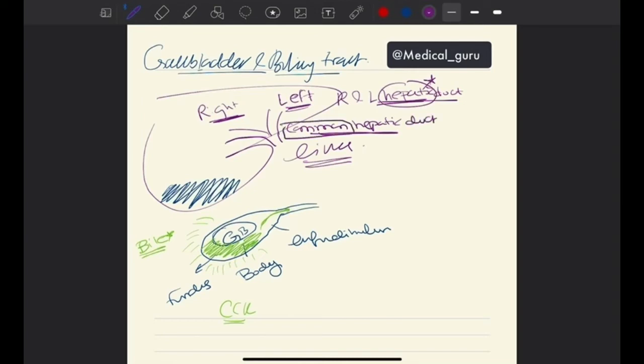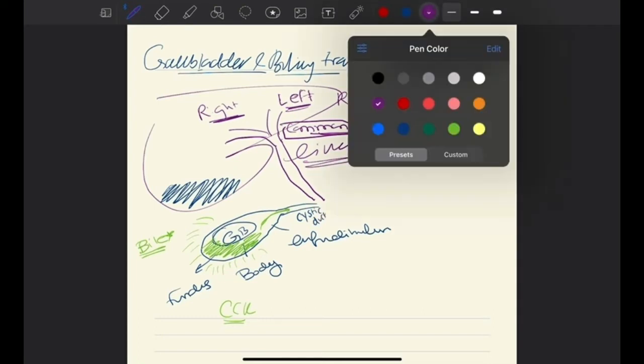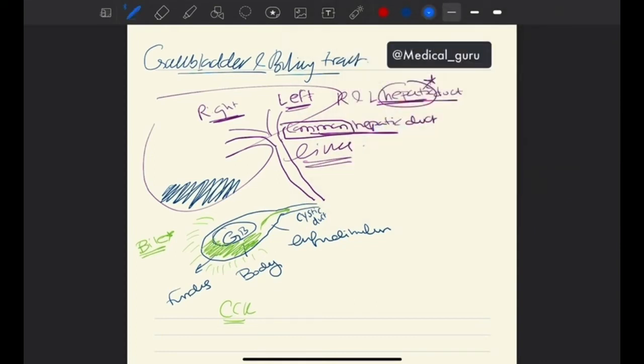This common hepatic has a course in which it is going to be joined with the duct coming from the gallbladder itself. This duct is called the cystic duct. So when both of these are joined together, they're going to be forming the CBD. CBD refers to the common bile duct.